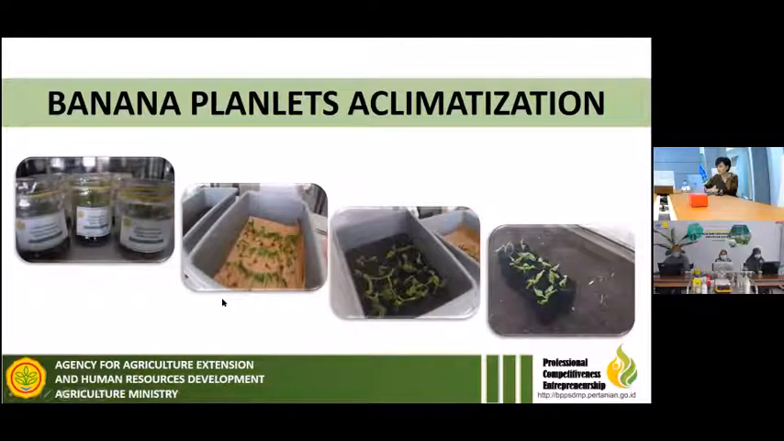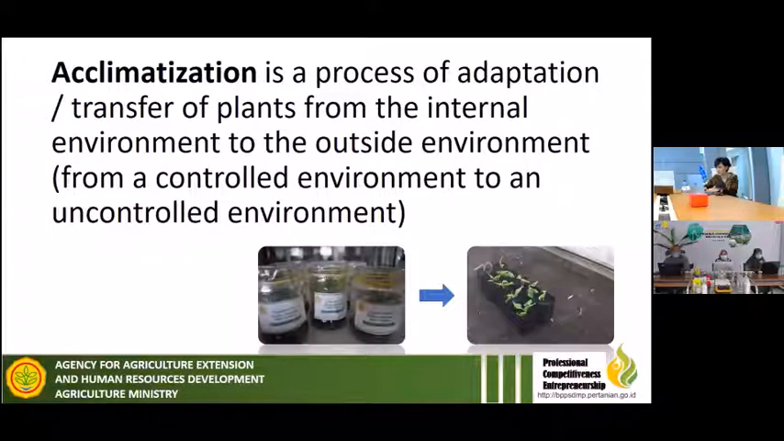Okay, now is the part on the acclimatization of banana plantlets. Acclimatization is a process of adaptation, or transferring the plants from the internal environment to the outside environment, from the controlled environment in the culture vessel to an uncontrolled environment. And this is the final stage of micropropagation.